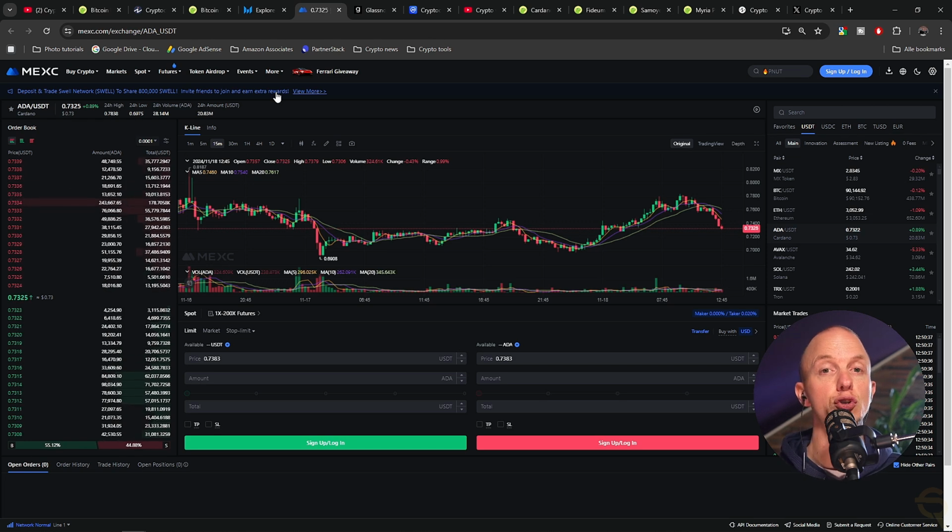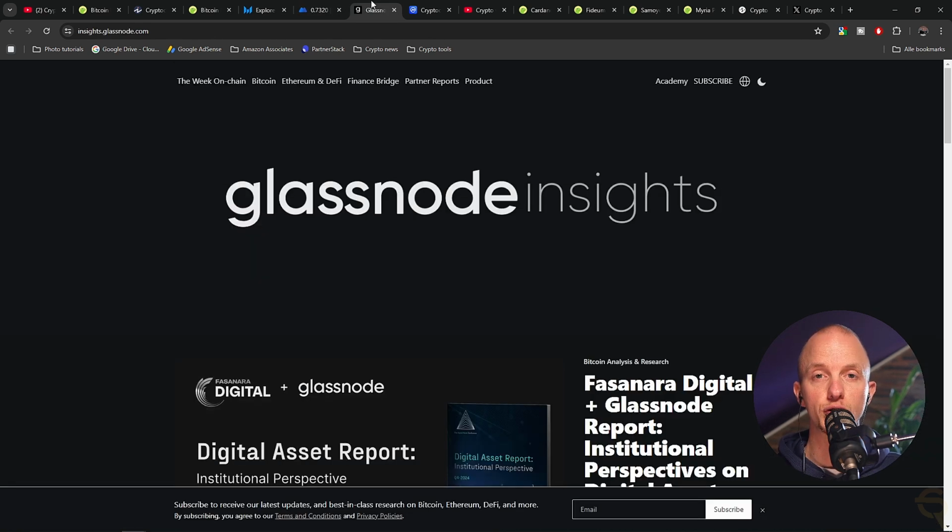Supply is a crucial but often overlooked factor. Cryptocurrencies with limited supplies have a natural scarcity that drives demand over time. But it's not just about scarcity, it's also about how the supply is distributed. Are large amounts held by whales or locked in smart contracts? Glassnode is particularly useful here, providing insights into wallet balances and on-chain activity.